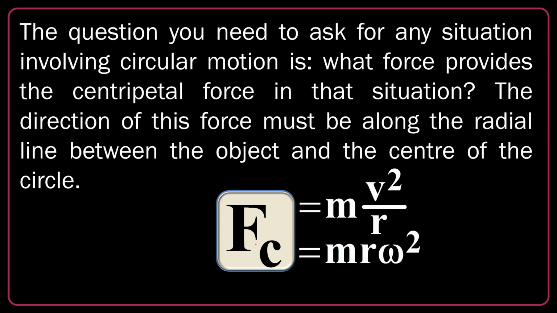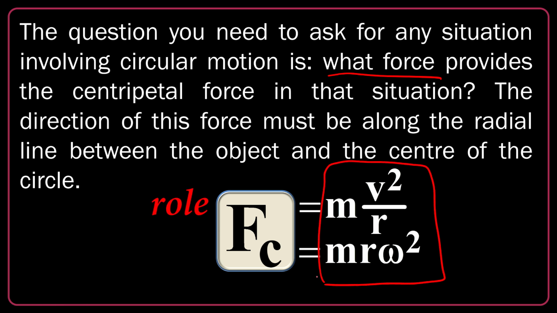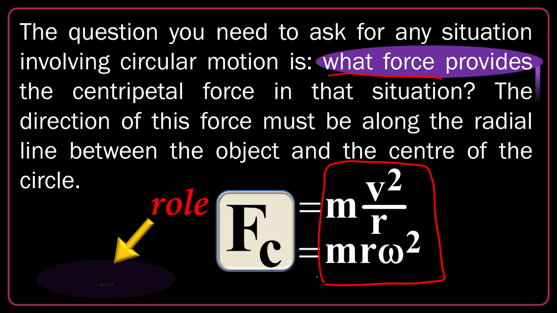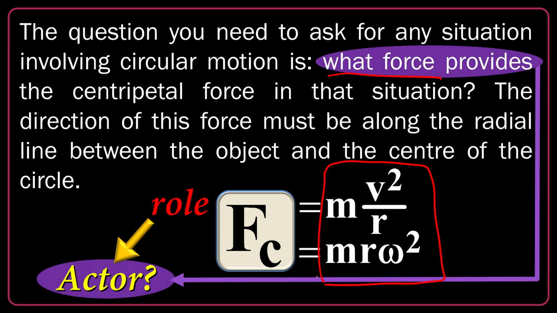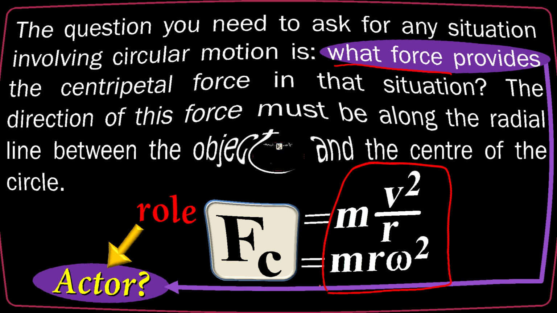But the question you need to ask for any situation involving circular motion is: what force provides the centripetal force in that situation? The direction of this force must be along the radial line between the object and the center of the circle. Here I have two alternatives for Fc, and Fc is a role. Who is the actor of this role? You should find it in every single problem.